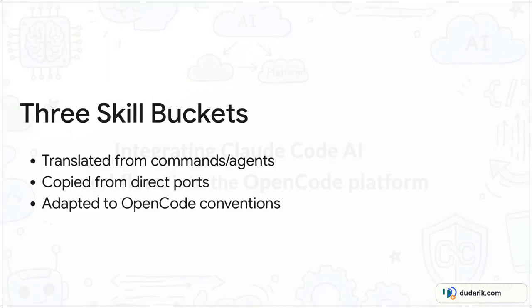So, where are all these skills actually coming from? Well, they fall into 3 buckets. First, the translated skills. These are the complex ones, like feature dev, that had to be completely rewritten from multiple directories. Then you have copied skills, which are direct one-to-one ports of standalone skills Anthropic already had, like front-end design. And finally, adapted skills, which just needed minor tweaks to play nice with OpenCode's naming conventions. And of course, full credit goes to Anthropic's original open source repos as the upstream source for all of this.